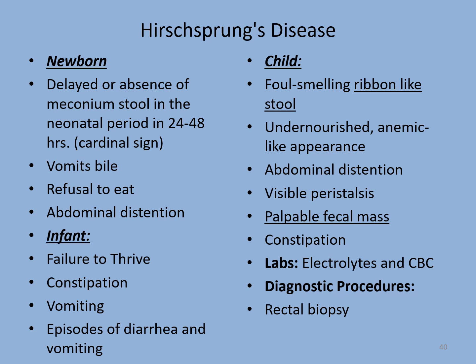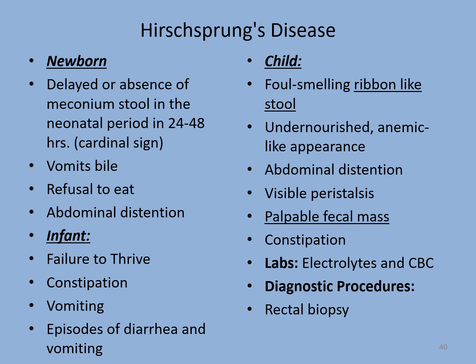Sometimes the stool will just go straight through and be liquidy. Other times it'll stop because it can't spasm and they'll become constipated. The child will have foul-smelling ribbon-like stools. So Hirschsprung's has ribbon-like stools. That's the classic symptom of it, ribbon-like stools, where intussusception has the currant jelly stools. The child will appear undernourished and anemic. He'll have abdominal distension and visible peristalsis.